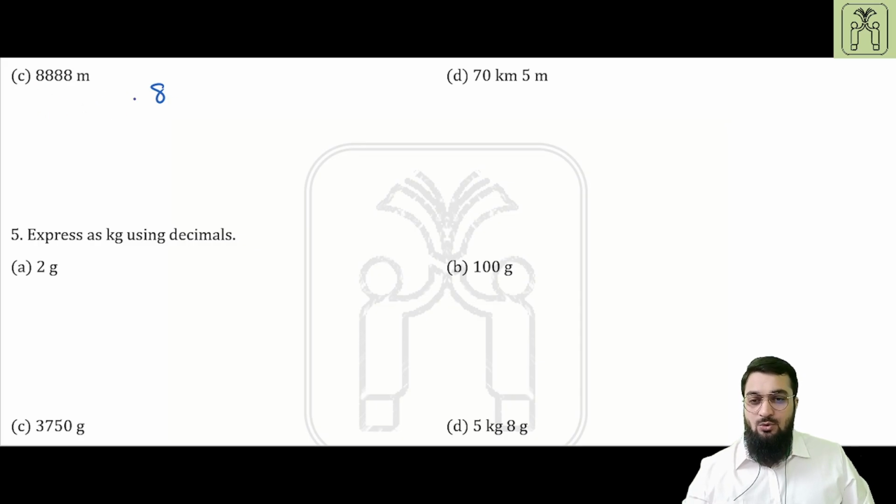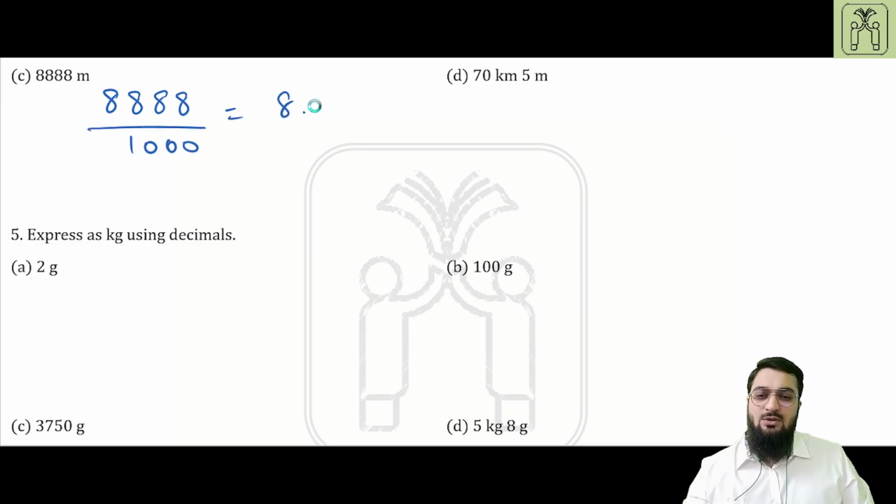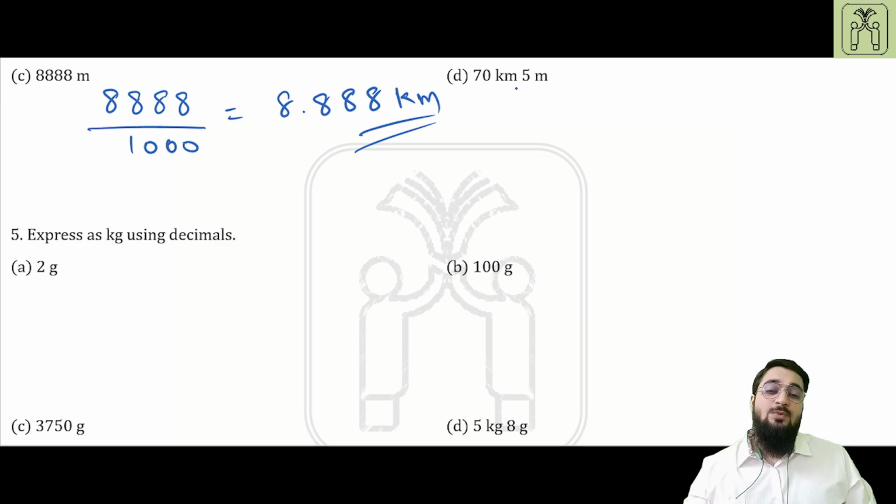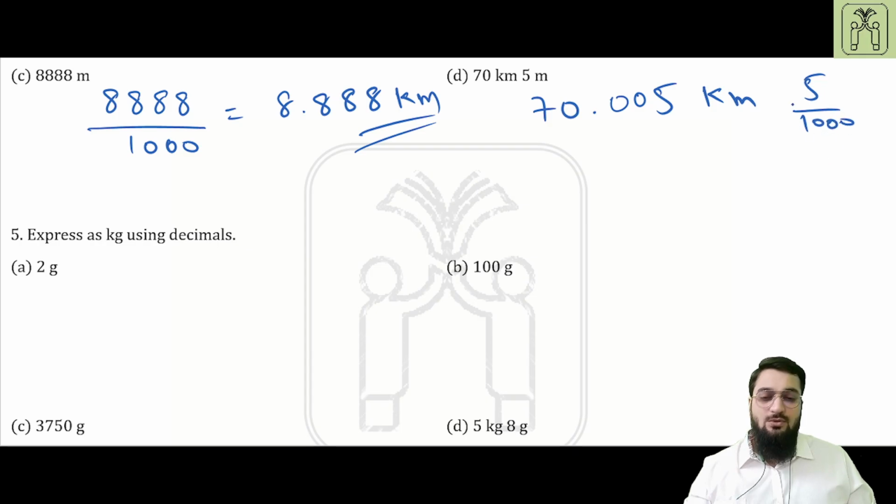Or you can do the previous step, or you can follow this step, whichever method you like. So I'll just write 888 in total, and I'll divide by 1000. That will give me the answer of 8.888, and that is the final answer in kilometers. Coming to part D, 70 kilometer 5 meter, that will be 70 point 005 kilometers, because 5 upon 1000 will give you 0.005.